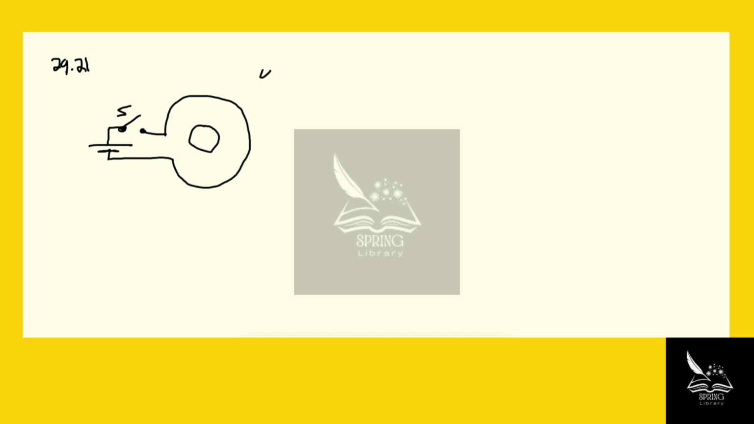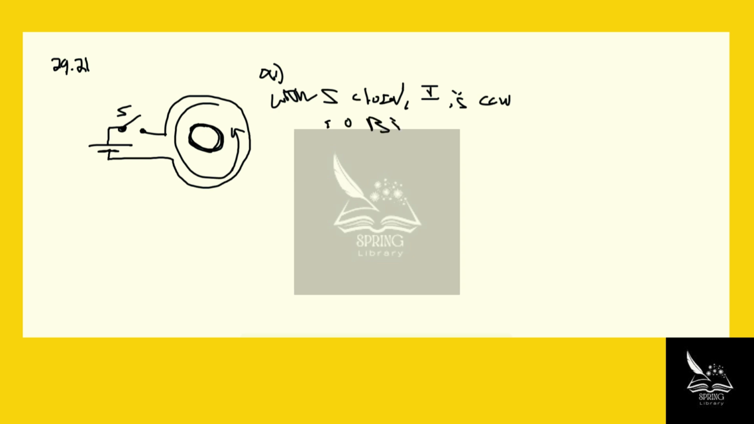Okay, so we want to use Lenz's law to figure out the direction of the current that is induced in this small ring in the middle here. Let's first imagine when the switch is closed, we have a current flowing around counterclockwise. So with S closed, I is counterclockwise. So B is, using the right hand rule, out of the page.